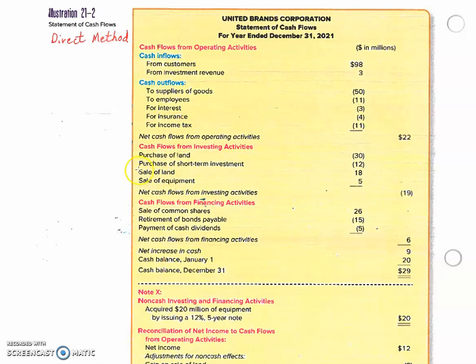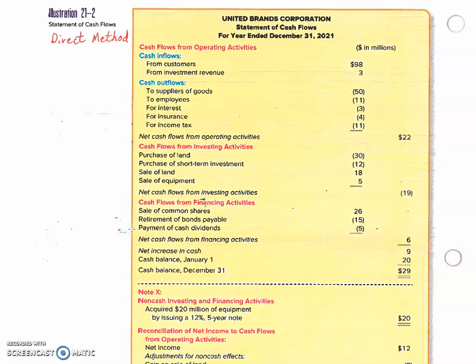Okay. Now we move down to financing activities. We see the kind of things that are there. Remember, financing activities are transactions with owners and with creditors. So we have things like sale of common shares, that's sale of our own stock. That's a transaction with owners. Retirement of bonds, that's a transaction with creditors. Payment of cash dividends, payment of dividends is a transaction with owners. So those are all reported under financing activities.